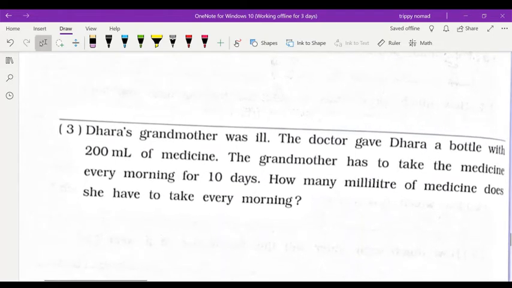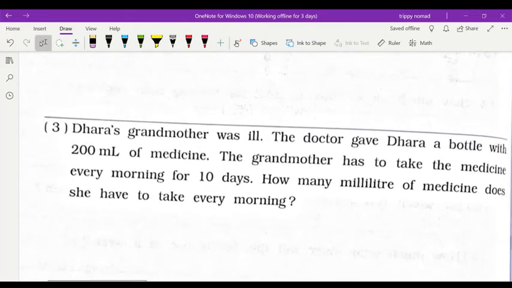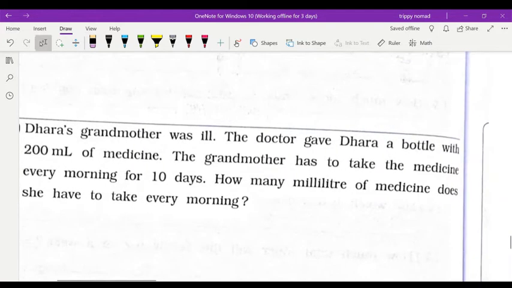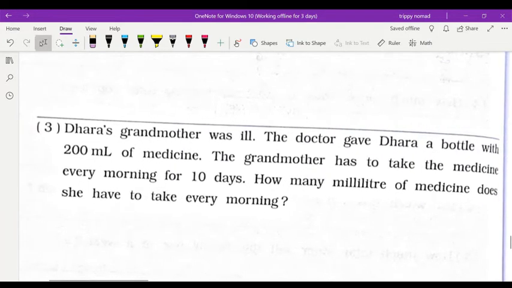I am going to read question number 3. Dhara's mother was ill. The doctor gave Dhara a bottle with 200 milliliter of medicine. The grandmother has to take the medicine every morning for 10 days. How many milliliter of medicine does she have to take every morning? Okay, this is your question. Once again, you see, doctor gave Dhara a bottle with 200 milliliter.